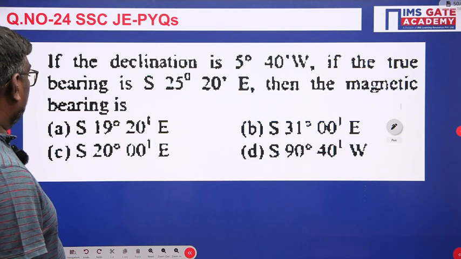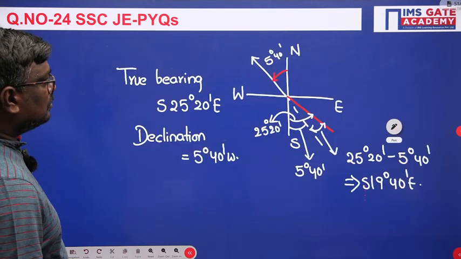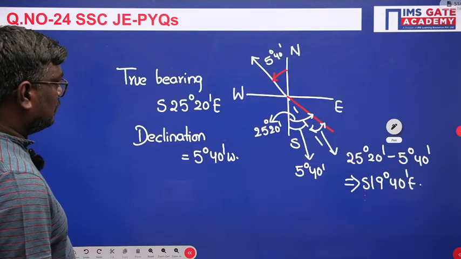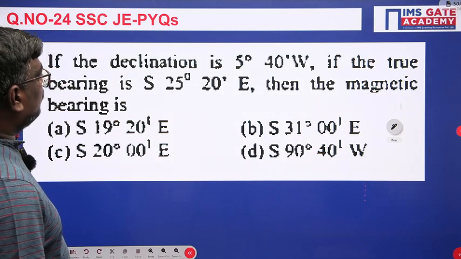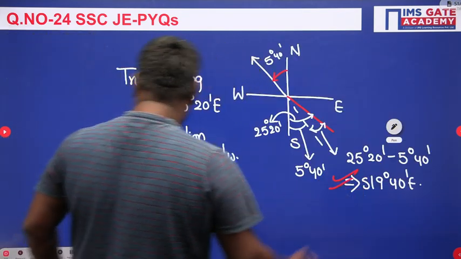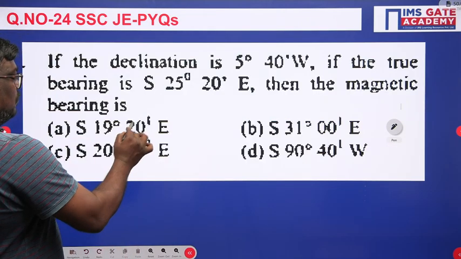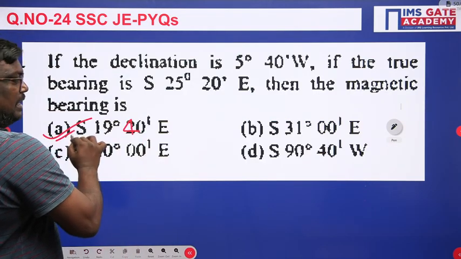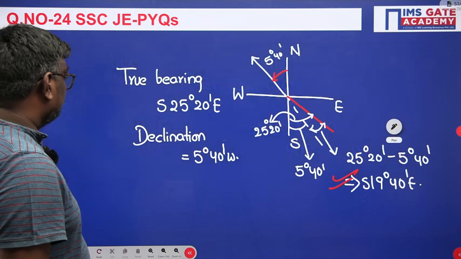Okay, one second, students. It's 5 degrees 40 minutes and 25 degrees 20 minutes. Yes, so it will be 19 degrees 40 minutes. So the option here, option A, is the right answer.